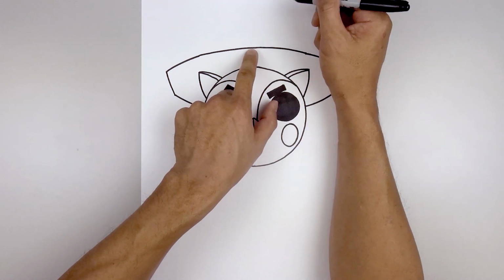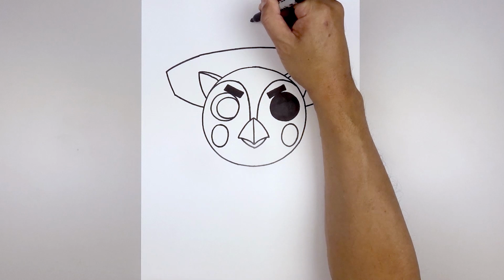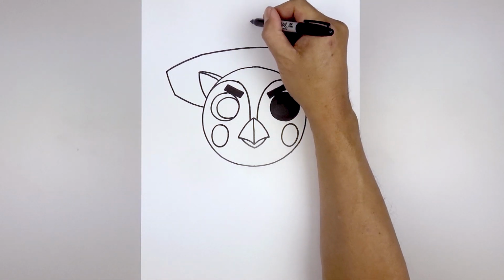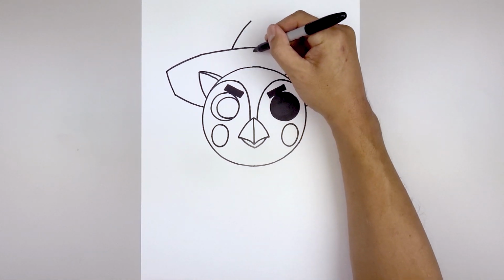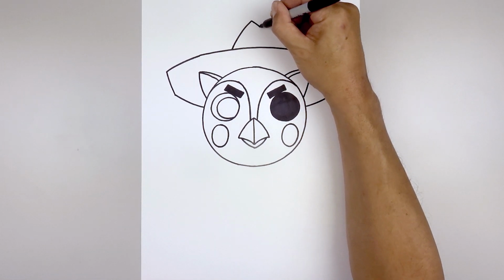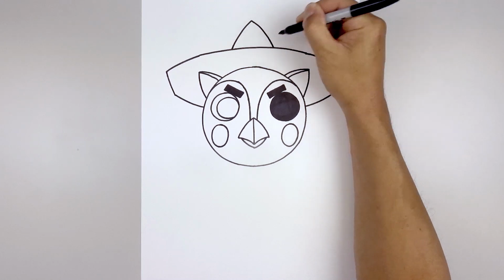Let's go to the center of the hat brim, step all the way up to the top, start with a point. And from this point, we're going to curve out and then down towards the left, go back up to the top, curve out, and then down on the right.